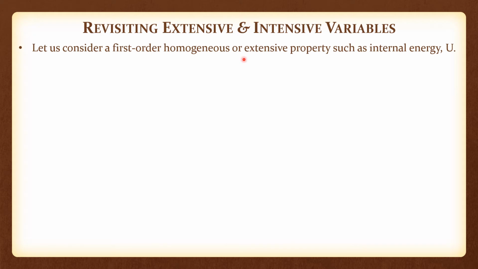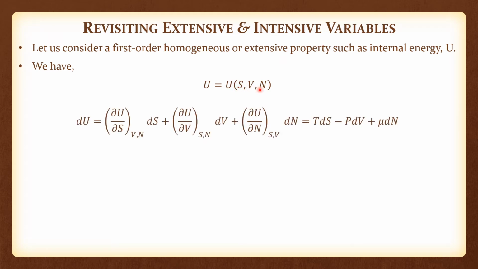So let us consider a homogeneous function of first order called internal energy. We have U is a function of S, V, N. So dU is the partial derivative with respect to S times dS plus the partial derivative with respect to V times dV plus the partial derivative with respect to N times dN, and that is given by TdS minus PdV plus mu dN.